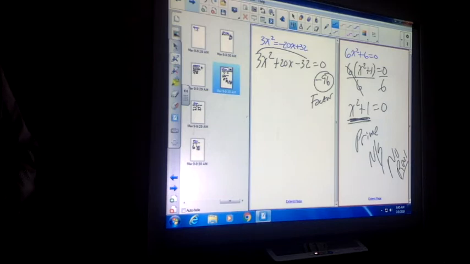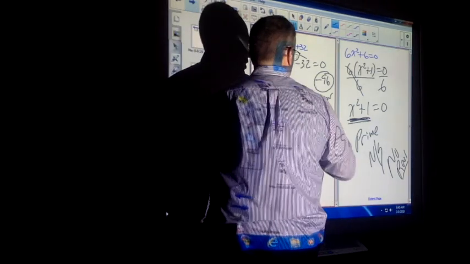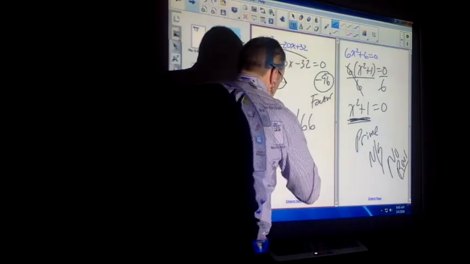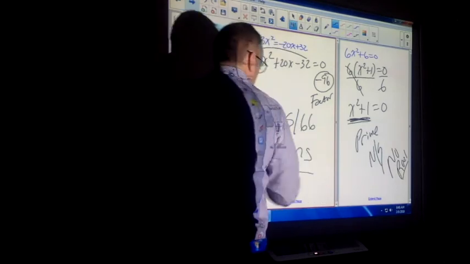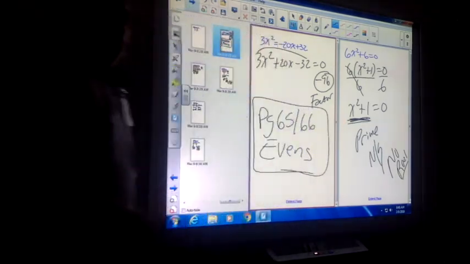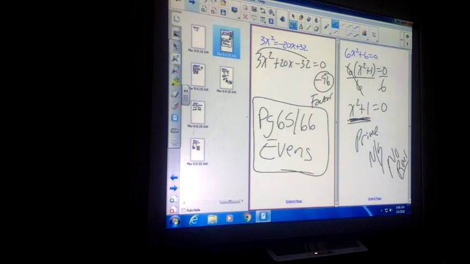All right, should we not have homework? Page 65, 66. Let's do this. Page 65 and 66. Let's do evens. Is that okay? Yes. Can't figure out which ones are even, do them all, and it'll guarantee you got the evens, okay?